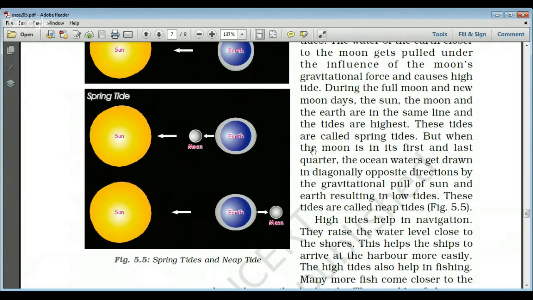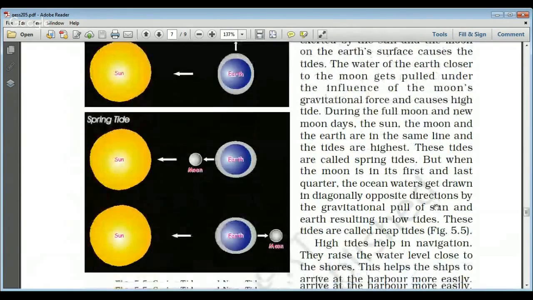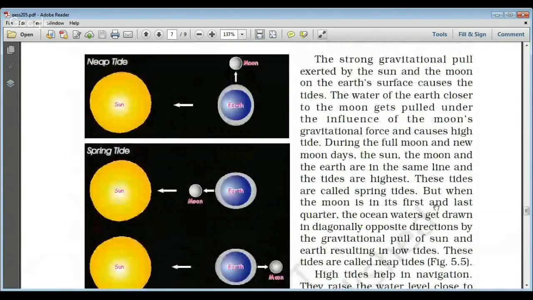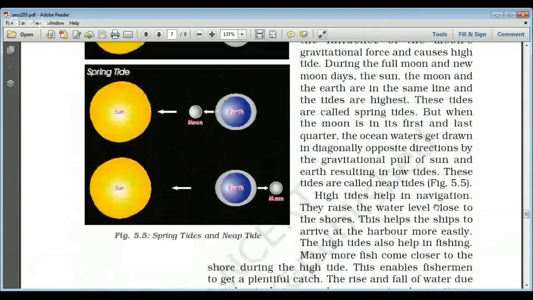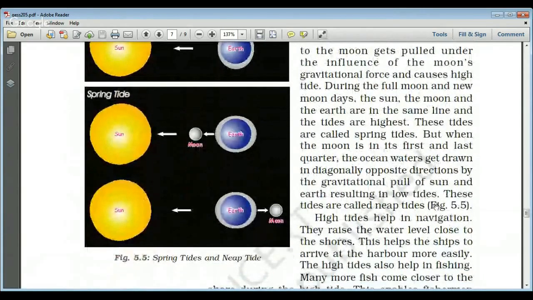But when the moon is in the first and last quarter, or when the moon makes a 90-degree angle with the earth and sun line, the ocean water is drawn in, you know, the water is attracted towards the sun and also towards the moon. So the water is drawn in the diagonally opposite direction by the gravitational pull of sun and moon, and that results in low tides. So during the spring tide, the tide is highest, and during the neap tide, the tide is lowest. And these tides are shown in this figure. Low tides are known as neap tides, and high tides are known as spring tides.